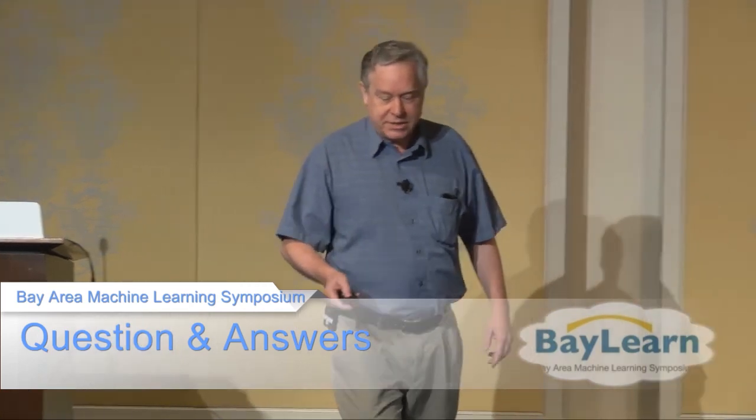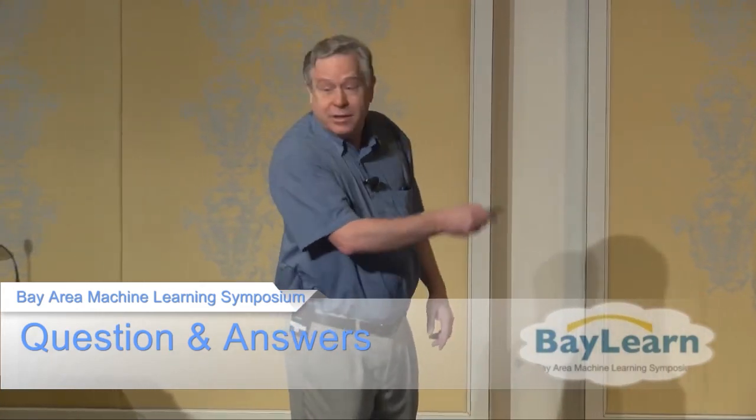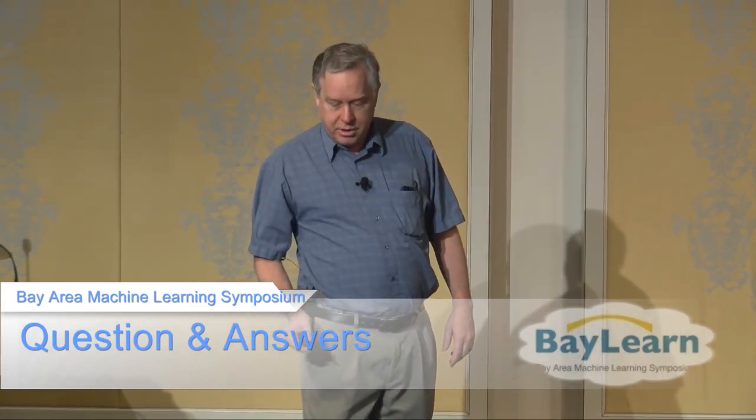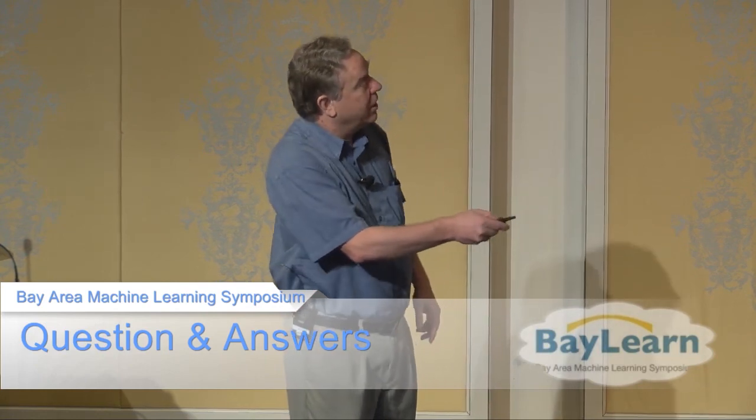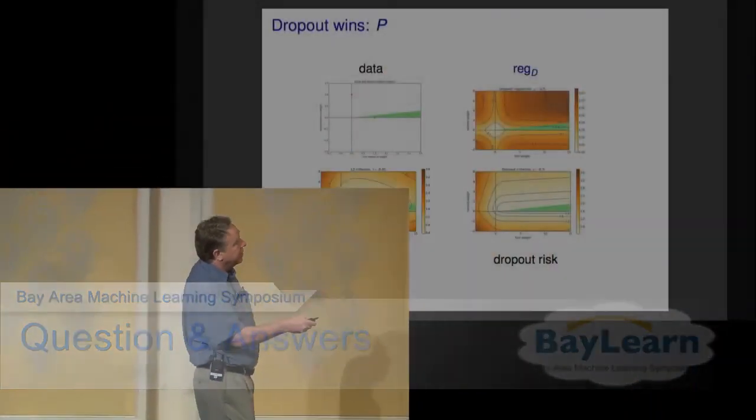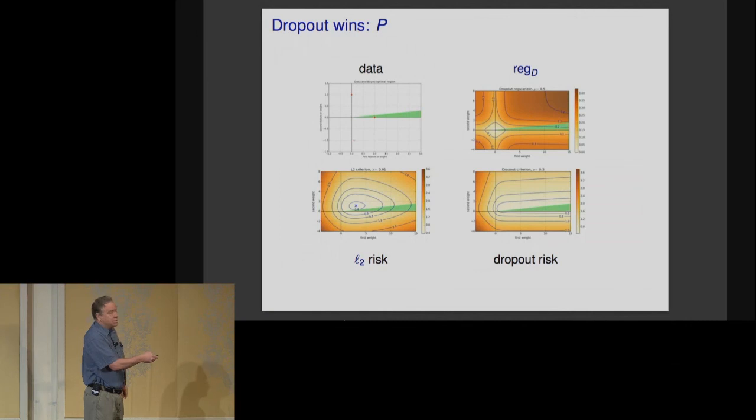So when the data is highly correlated, you don't like to go in the anti-correlated direction, and when the data is not highly correlated, the dropout penalty sort of prevents you from using multiple weights strongly.